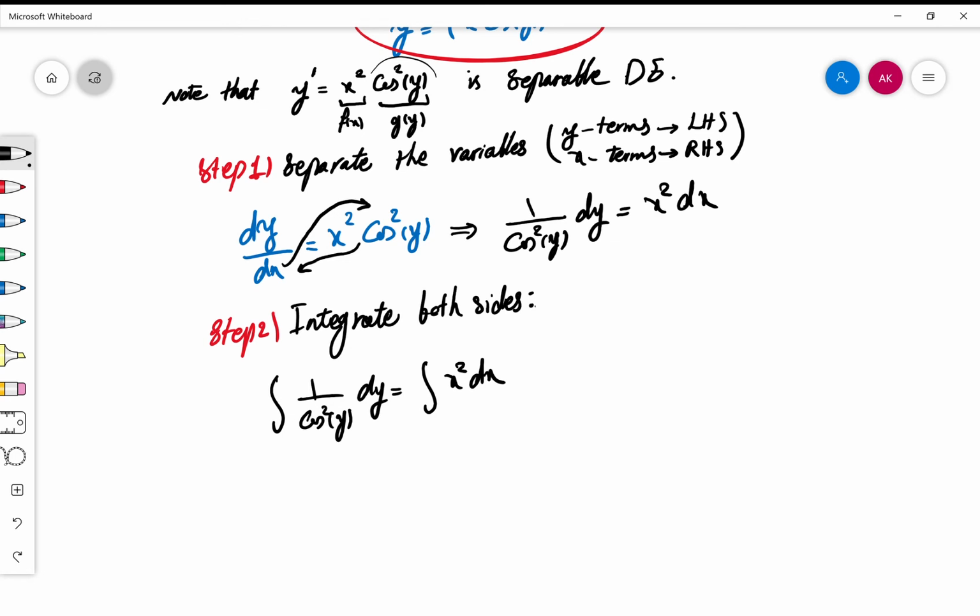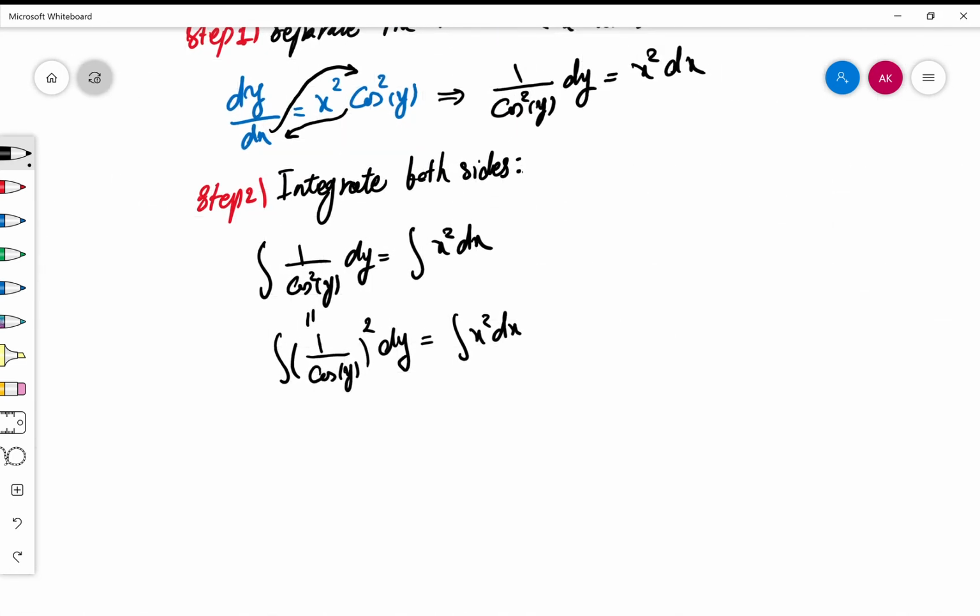Well, okay, so we have to integrate, but something that's better to notice here is that this guy is the same thing as 1 over cosine squared y dy. And 1 over cosine, remember, is secant. 1 over cosine y is secant, and there's a square, so it's integral of secant squared y dy equals integral of x squared dx. So these are nice, easy integrals from the table of integration.